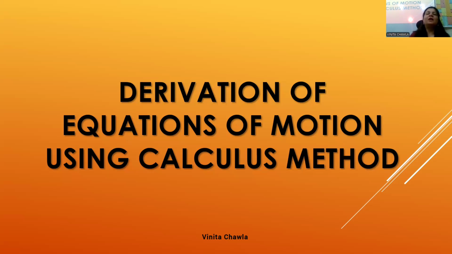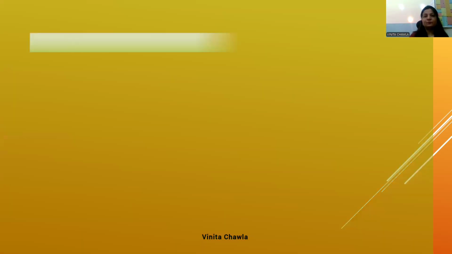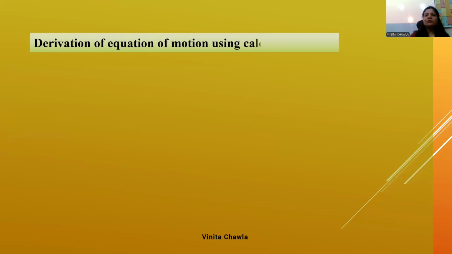Okay. Now we are going to derive the first three equations of motion using the calculus method. So the first equation of motion is v is equal to u plus at. How do we derive this equation? By taking the slope. But here we will use differentiation. Earlier, we had taken the slope.